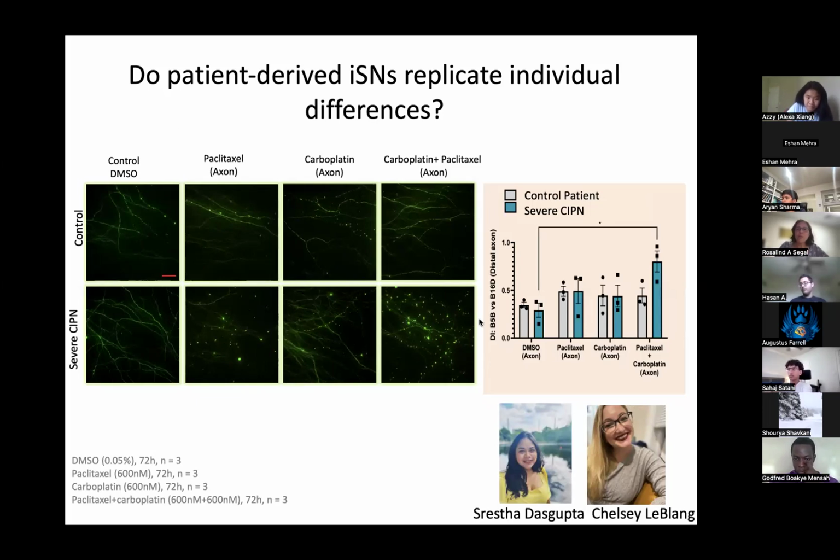But when we quantify it, and again, this is why we so much wanted a quantifiable assay, what we see is that comparing the patient with severe CIPN and the control, they respond similarly to paclitaxel. They respond similarly to carboplatin, but this combination, we see this huge difference. We don't yet know why, but it's really exciting for us that we're beginning to tease apart some of those genetic causes of variability.